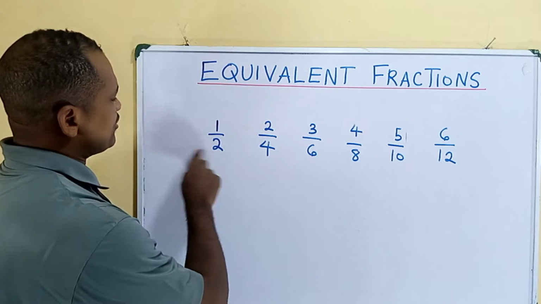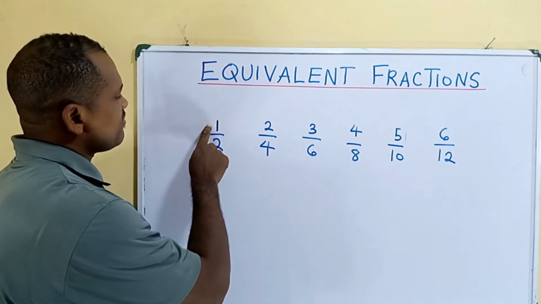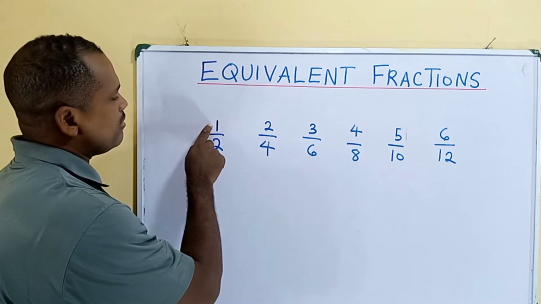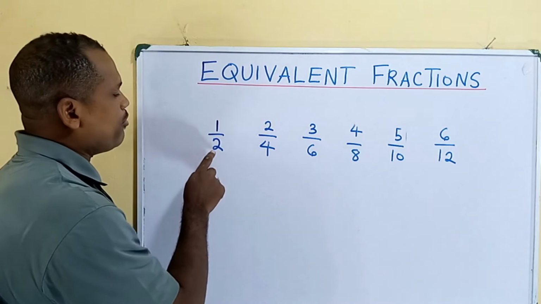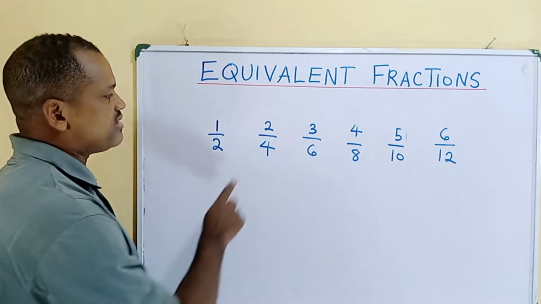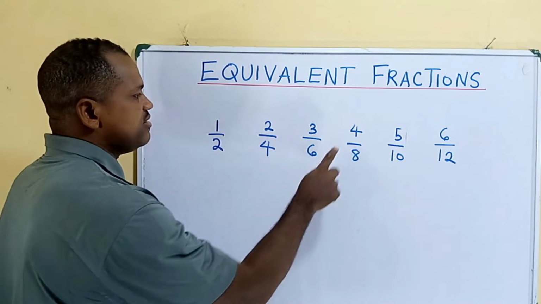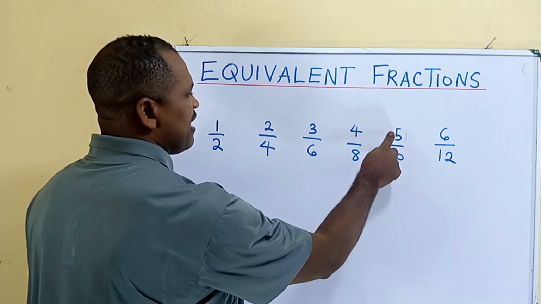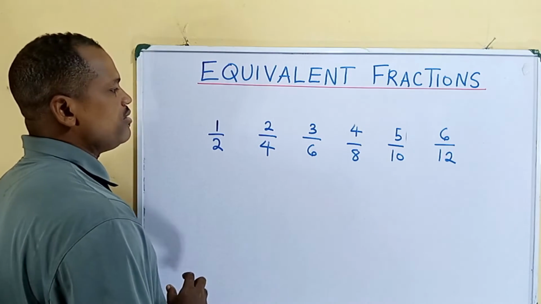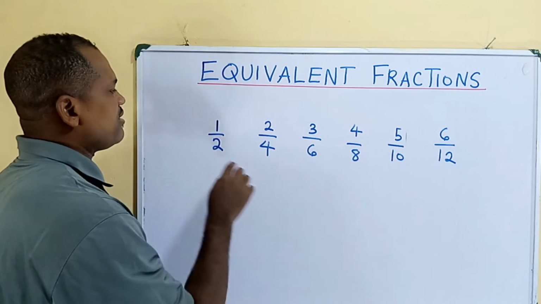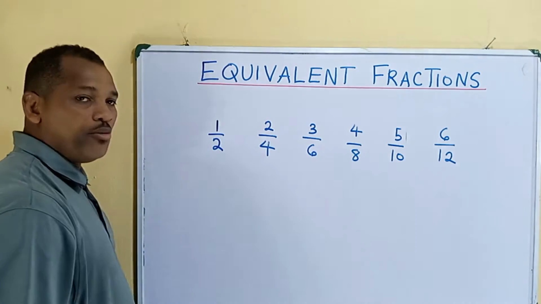Look at this fraction. This is 1/2. You will notice that 1, the number at the top, that is the numerator, is half of the number down. The same thing with this. 2 is half of 4. 3 is half of 6. 4 is half of 8. 5 is half of 10. 6 is half of 12. So, you notice that all of them here, the top numbers are half of the bottom numbers.